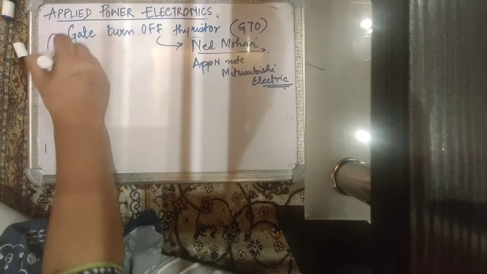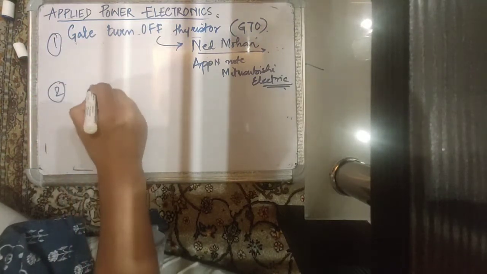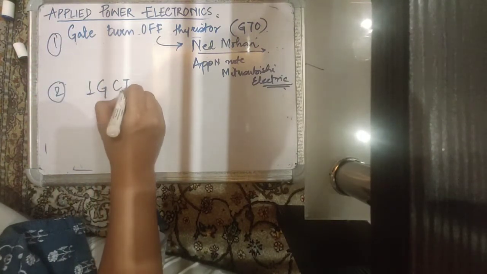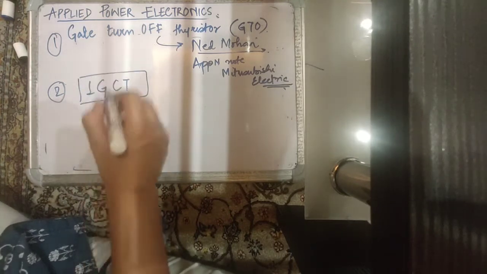Now the second device that we have to discuss for today is the IGCT, also known as the integrated gate commutated thyristor.